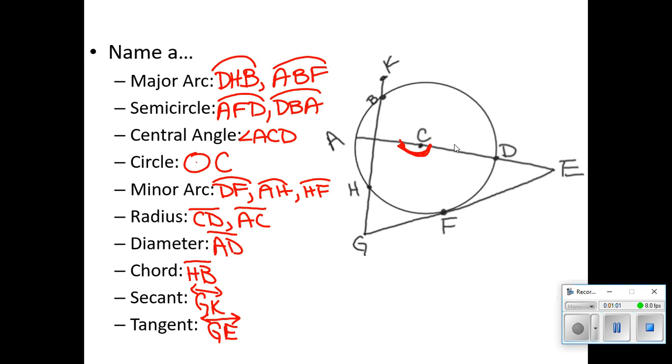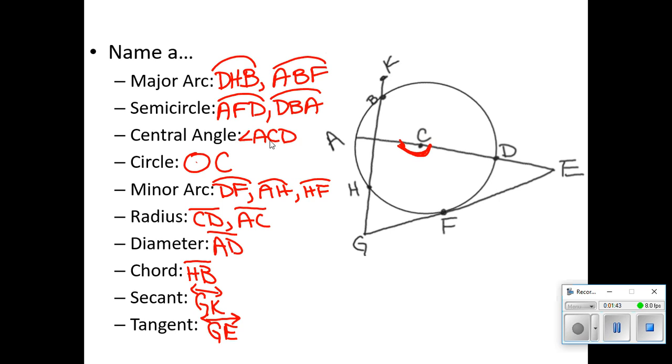Then semicircle is A, F, D. So semicircle is half of a circle around, or you have D, B, A. Okay, so those are semicircles. Central angle is A, C, and D. So this right here is called central angle. So the C is in the middle here. So that indicates central angle A, C, D. Central means in the middle. And for major arc and semicircle, we use the same symbol because it's just around the circle. Those are only around the circle.